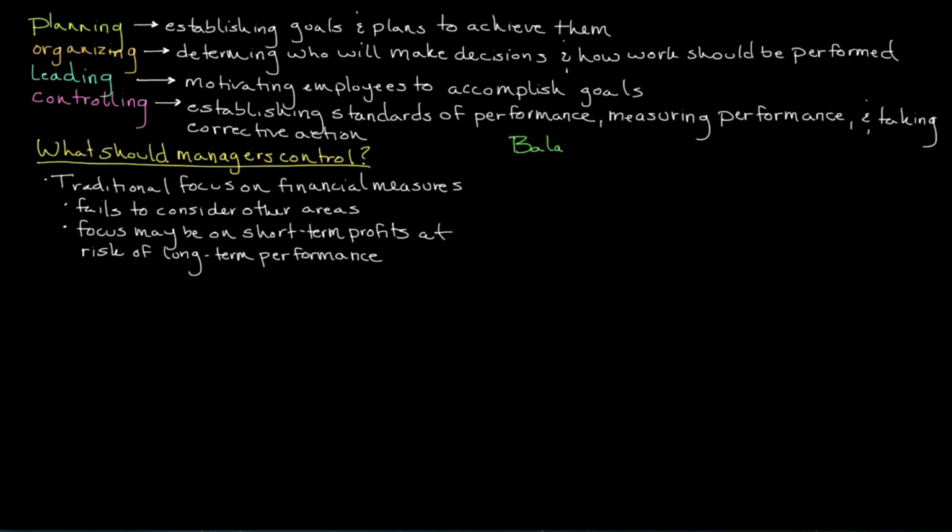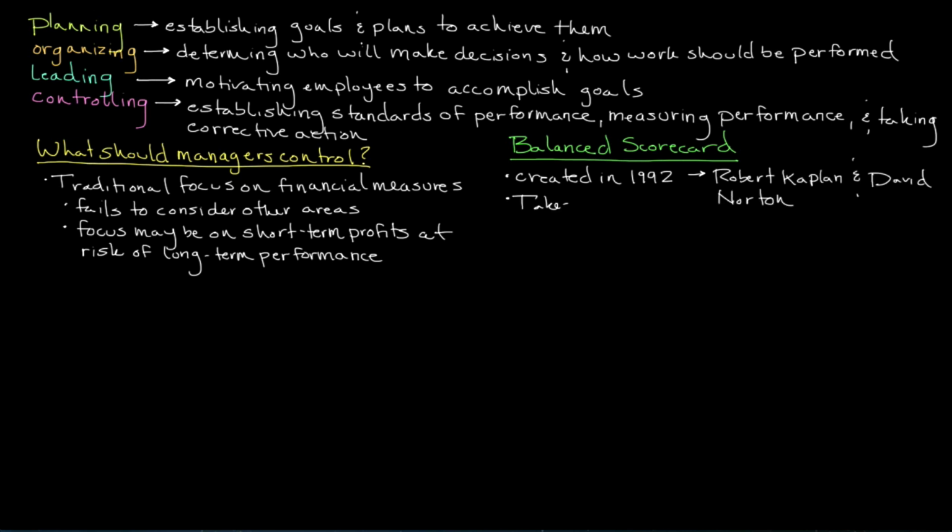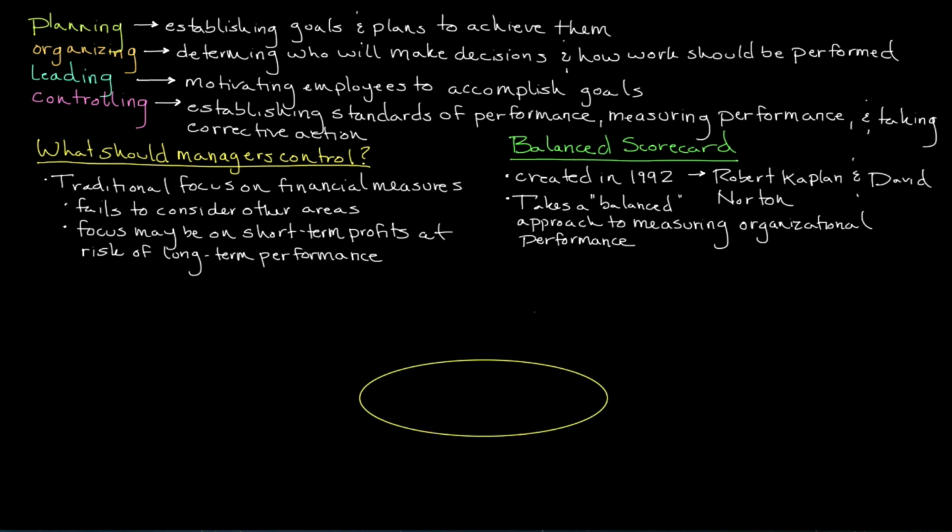In light of this issue, the Balanced Scorecard was created in 1992 by Robert Kaplan and David Norton. This approach called managers to measure organizational performance in 4 different areas. So instead of solely looking at costs or profits, which may simply reflect short-term performance, the Balanced Scorecard adds in 3 additional perspectives to focus more on long-term performance. In addition to the financial perspective, the Balanced Scorecard also includes a customer perspective, internal business process perspective, and learning and growth perspective.